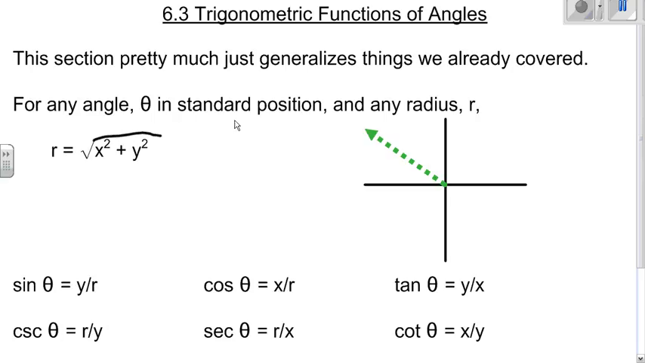So first of all, we're going to generalize things and talk about any angle in standard position. That means it's coming out of the origin and you start measuring at the positive x-axis. But the radius can be anything, not just one like we did for the unit circle. So then the radius is the square root of x squared plus y squared, which is just the Pythagorean theorem, so that kind of makes sense.